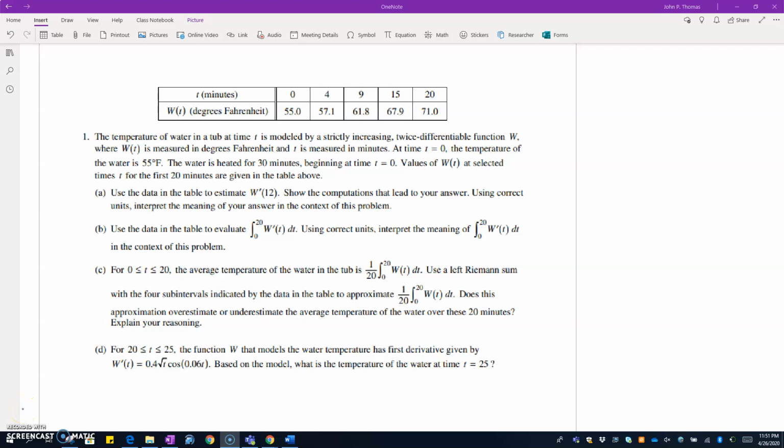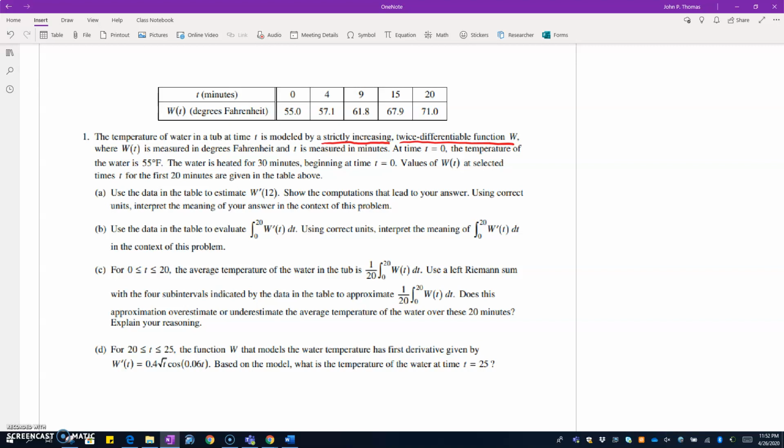All right, so let's walk through free response item number 1 from last Thursday. This says the temperature of water in a tub at time t is modeled by a strictly increasing, all right, I have a feeling that'll become important for us at some point, twice differentiable function, W, where W of t is measured in degrees Fahrenheit and t is measured in minutes.